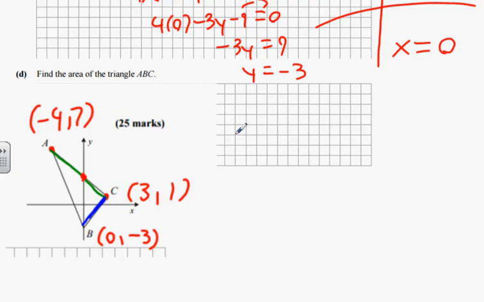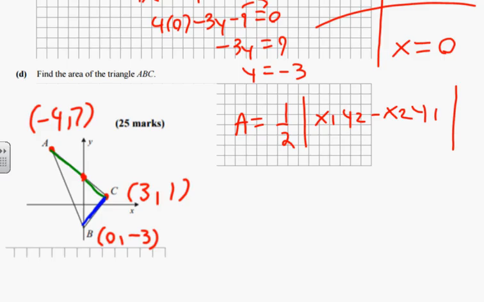It's the formula A equals a half the modulus of x1 y2 minus x2 y1. Does anyone in the class remember the catch for using this formula? There's a catch to it though. One of the points has to be 0, 0. None of the points are currently 0, 0. Can anybody suggest a method for changing that? Translate it to the origin.